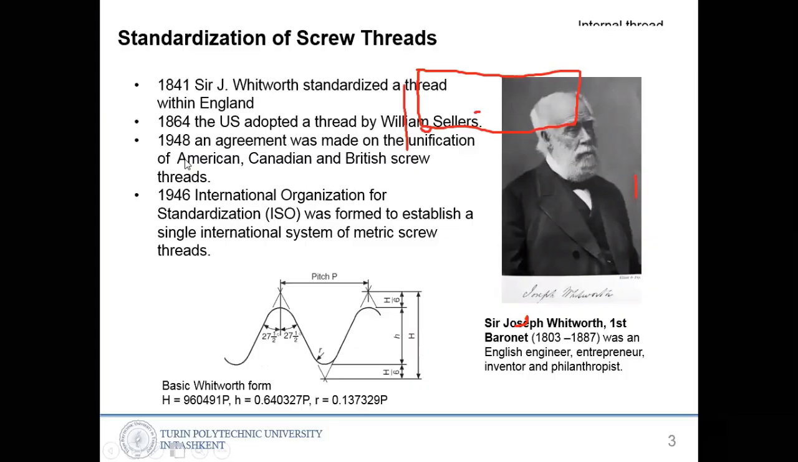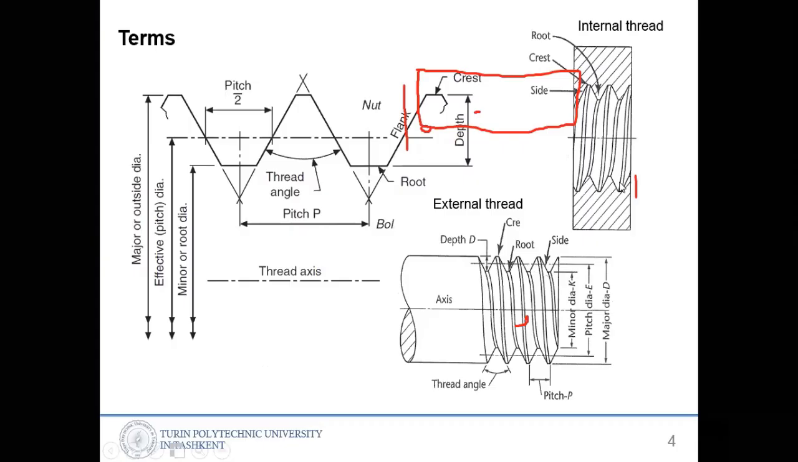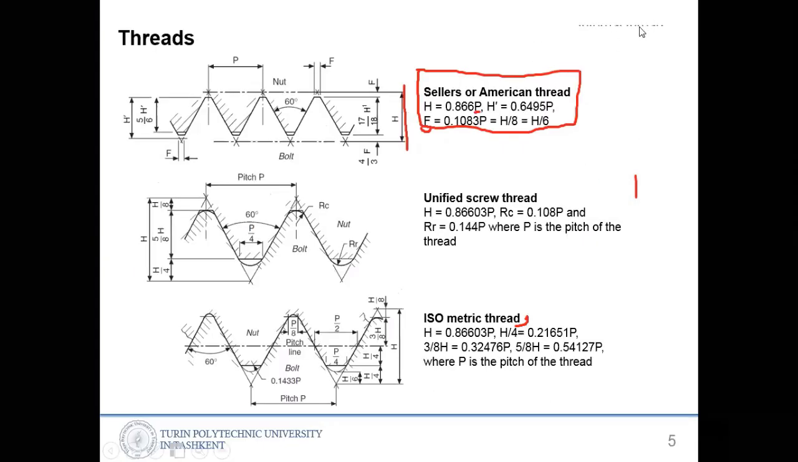So yes, the US adopted William Sellers' one. The US adopted this one. And that is the US, Canada, and UK one. The UK at that time was a British country. And this one is the ISO one, that is a world standard in 1946. So that is the ISO metric thread. So nowadays we are using this one.